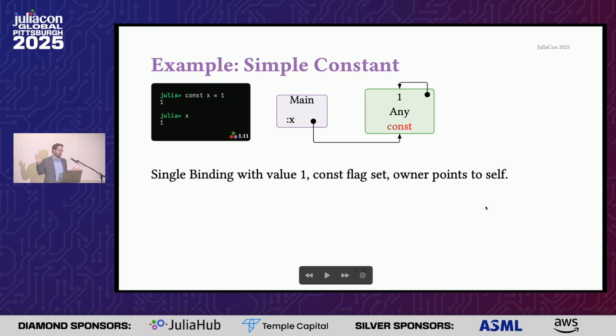And again, this is the 1.11 design, and I've sort of shrunk down the representation a little bit because we'll have a little bit more of these on later slides. The notation is the top entry in the green node, which is the binding, is the value, the middle node is the type, and then the bottom row is the flags, and the little arrow that comes out of the black circle on the top right represents the owner field. So if you declare const, you have a single binding, value of 1, const flag set, owner field points to itself, and the type is any.